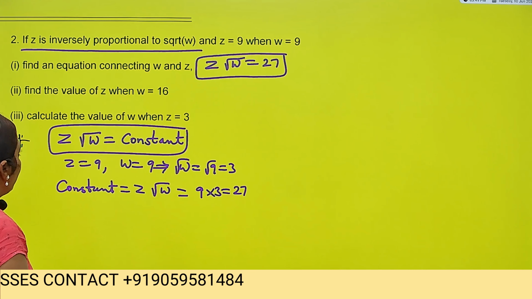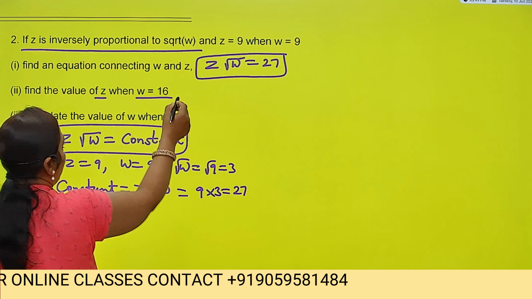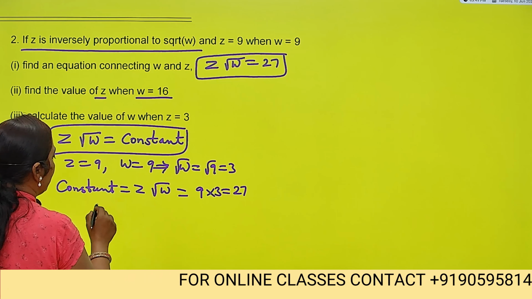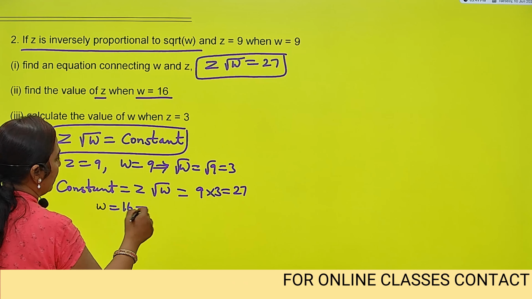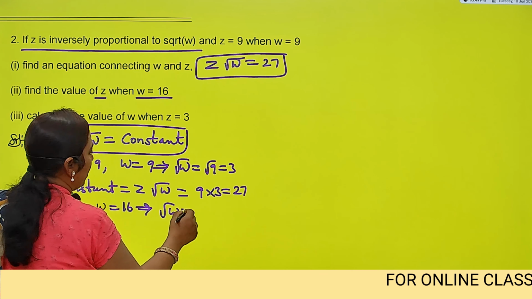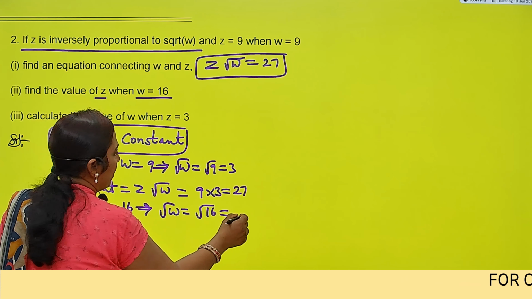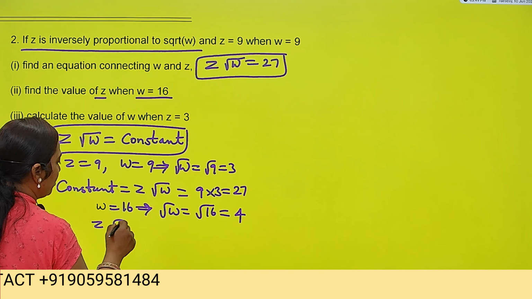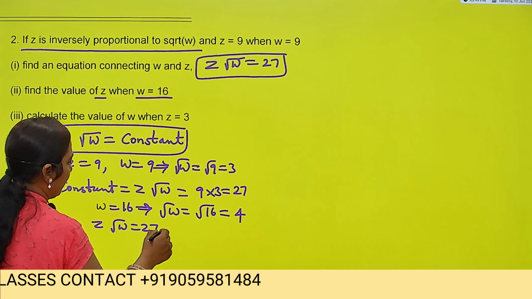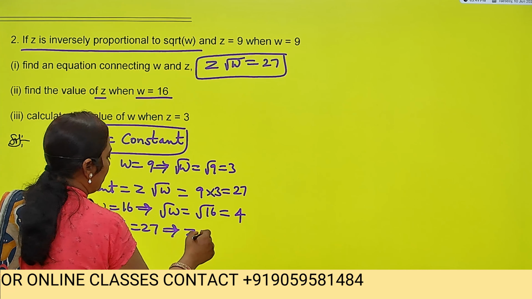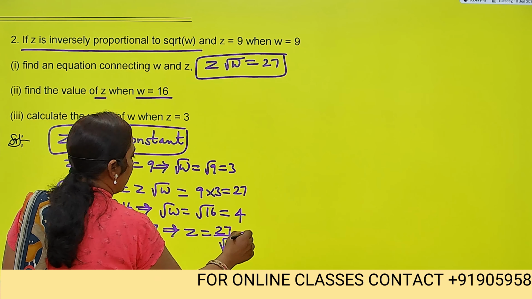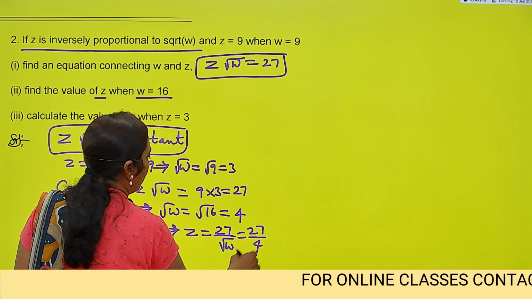Next, find the value of z when w equals 16. From that, w equals 16, so root w equals root 16, which is equal to 4. Write in that relation: z root w equals 27. So what is the z value? 27 over root w, that is 27 over 4.